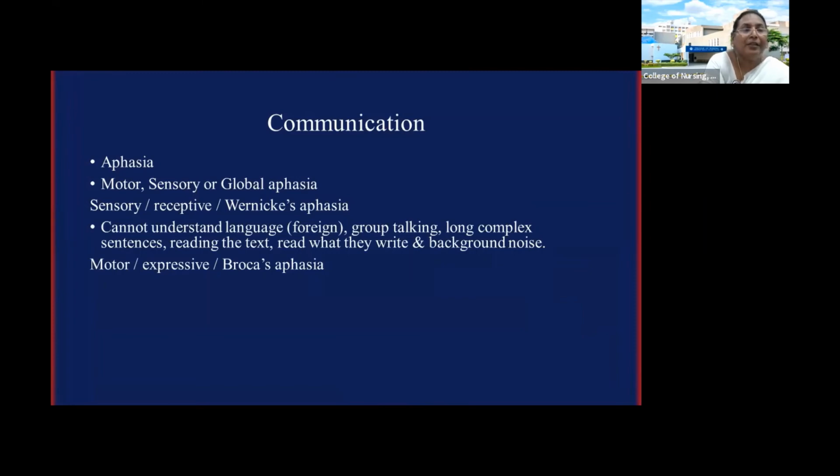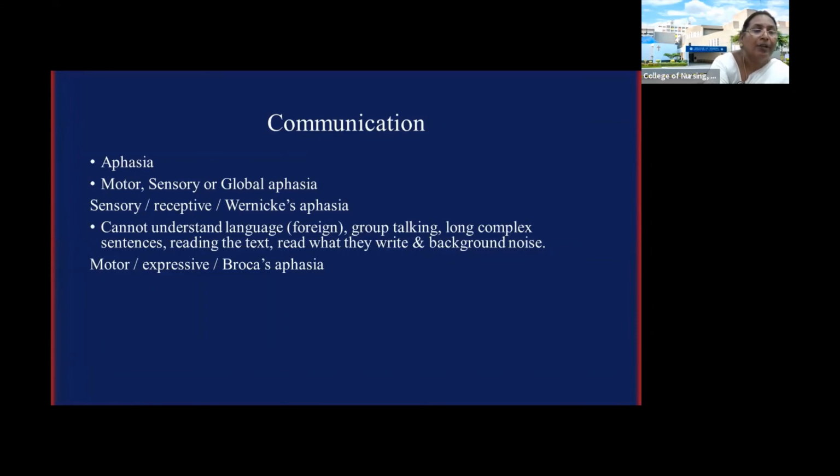Now, sensory aphasia is also called receptive aphasia or Wernicke's aphasia. Wernicke's area is the one responsible for the sensory part of speech, that is hearing and comprehending what a person is saying. Patients who have sensory aphasia will not be able to understand any language. You go and talk to them, it will be like a foreign language. They'll blink at you, just blank. They don't understand anything. If a group of 3-4 people is asking them questions, they won't understand. Long complex sentences they will not understand.